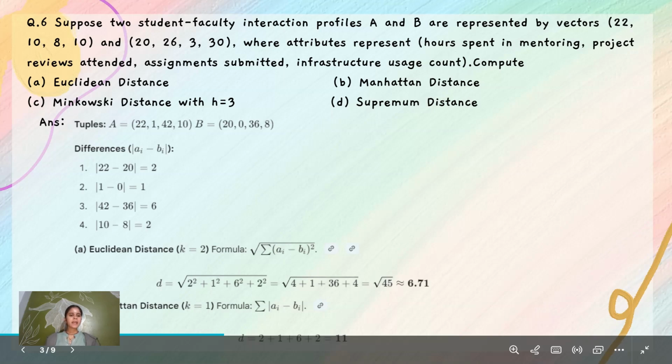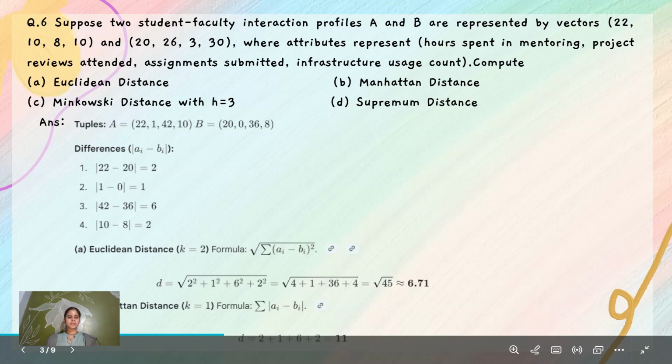So the tuple A is 22, 1, 42, 10 and the second one is 20, 0, 36, 8. So the difference is A_i minus B_i. According to this, we subtract tuple B's elements from tuple A's elements, which is 22 minus 20 equals 2, 1 minus 0 is 1, 42 minus 36 is 6, and 10 minus 8 is 2.